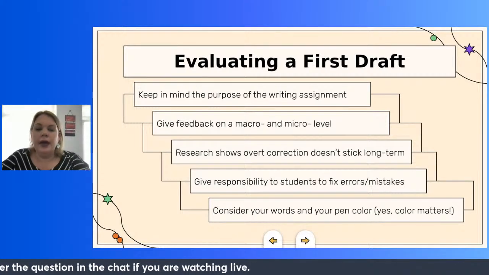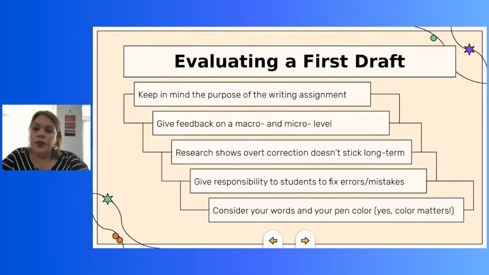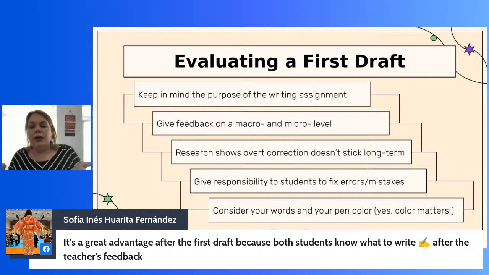Okay. Evaluating a first draft. So we have some key points to keep in mind when we evaluate a first draft. Again, the purpose of the writing assignment. Why did I make my students do this? Because I need to be consistent. If I made it clear at the beginning that I'm focusing on new vocabulary, in my evaluation, I need to be consequential. I need to show that I'm evaluating new vocabulary, right?